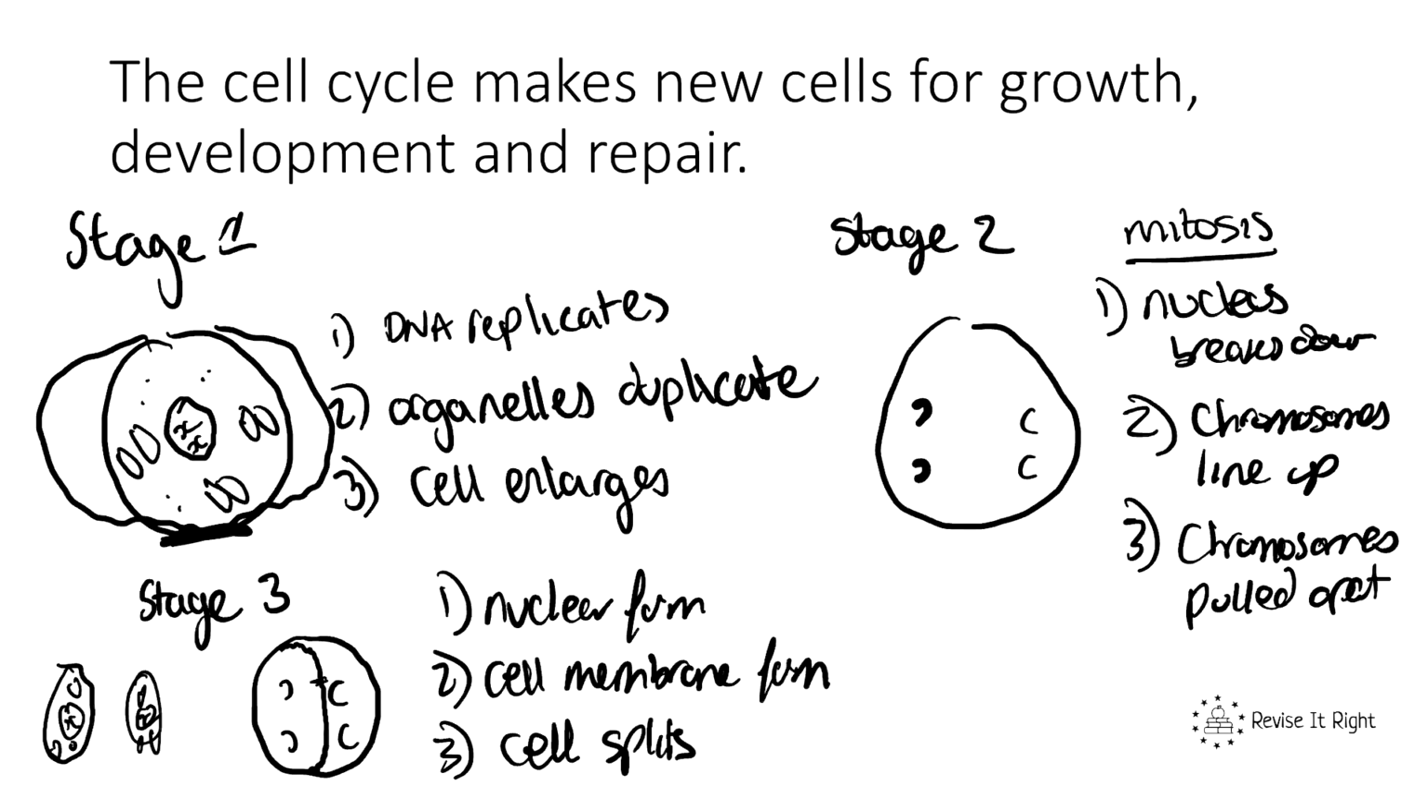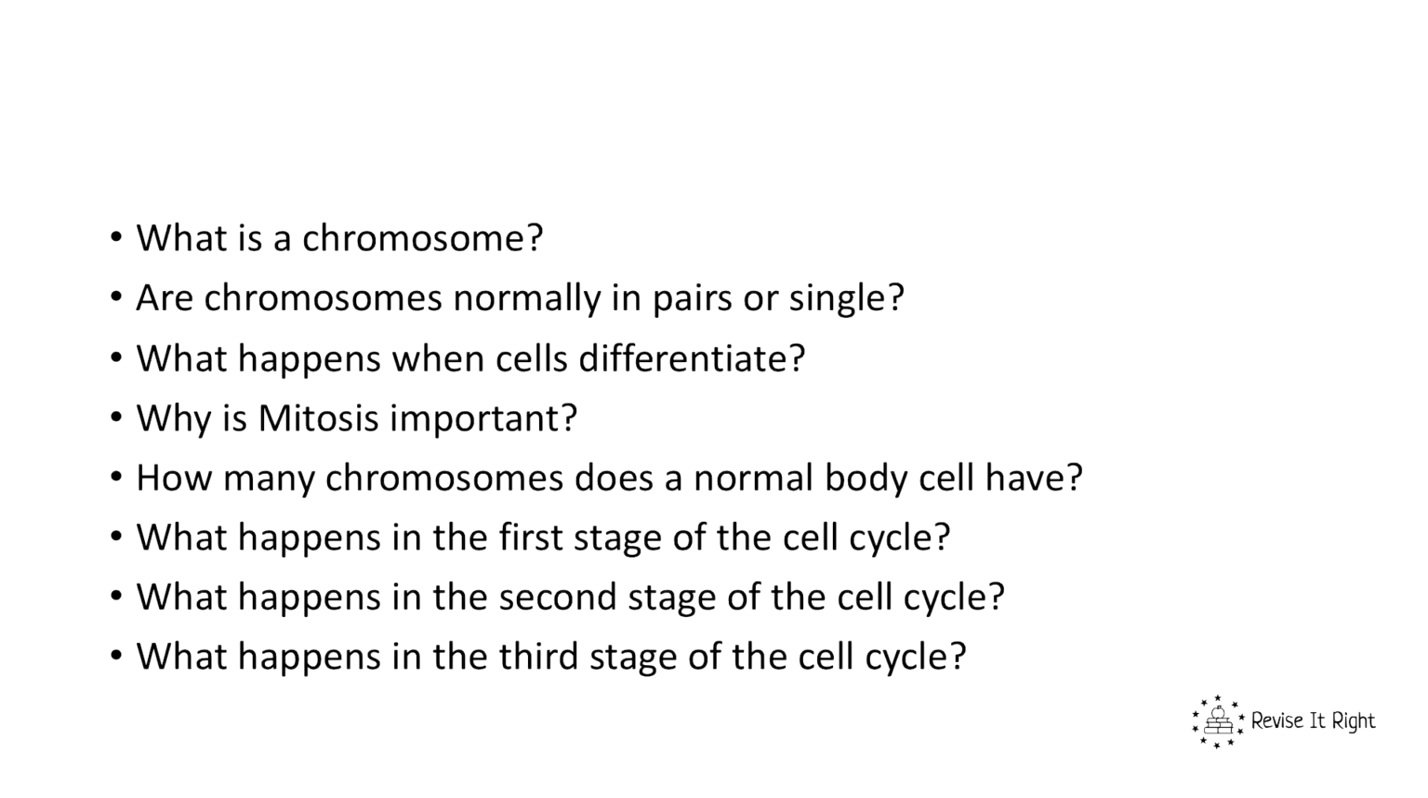Okay, so stage 1, DNA replicates, the organelles duplicate and the cells enlarge. Stage 2, the nucleus breaks down, chromosomes line up and the chromosomes are pulled apart. And in stage 3, a new nuclear membrane forms, a cell membrane forms, and the cell splits. We do need to remember what happens in each of those 3 stages. So what I'd like you to now have a go at is to answer these questions, and then we'll run through the answers together. So pause the video now.